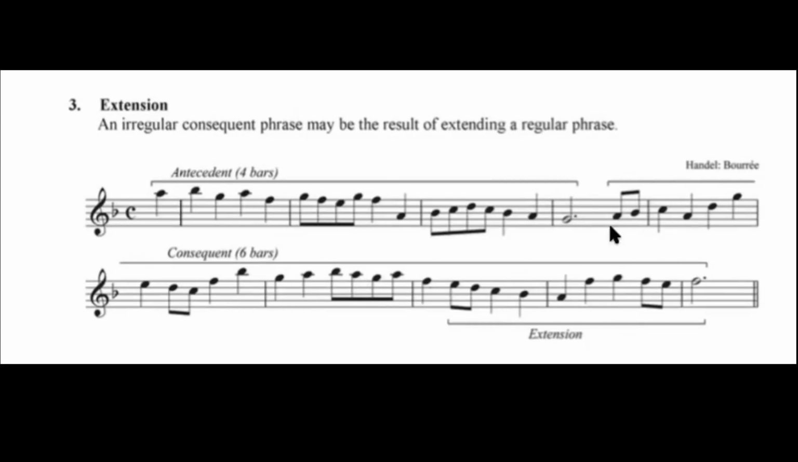Phrases can be extended. In the next example by Handel, the antecedent phrase is 4 bars long. The consequent is 6 bars. The reason being the last 2 bars form an extension. Here it is. And the extension.